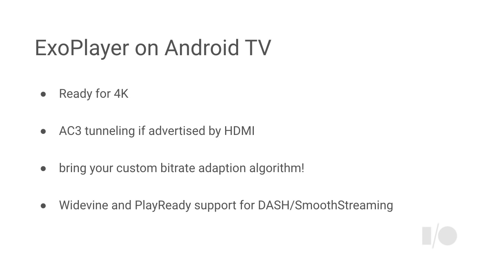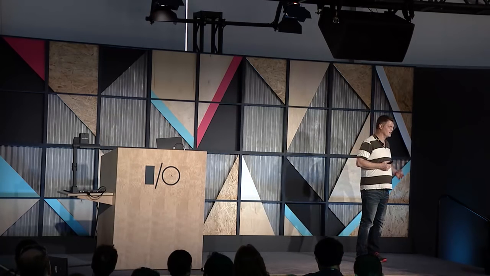And in the end, ExoPlayer is also ready for content protection. Android TV does not only support Widevine, it also supports PlayReady. And with ExoPlayer, you can use Widevine or PlayReady for both DASH and SmoothStreaming. In fact, ExoPlayer supports Common Encryption, which includes support for those products available on Android TV.